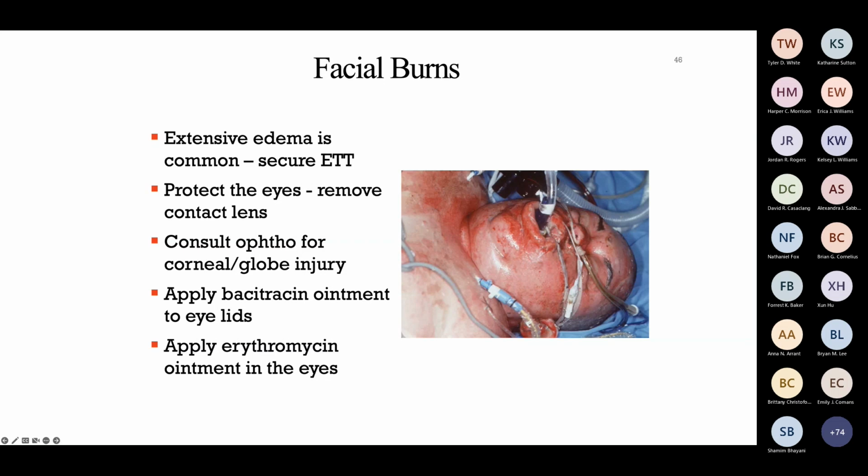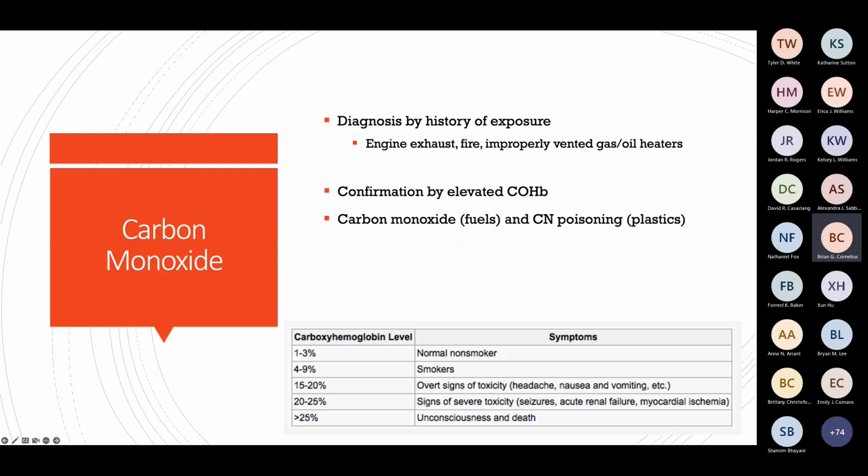All right, so we talked about carboxyhemoglobin. One of the things that patients inside enclosed fires get exposed to is carbon monoxide. And it's kind of an exposure-based diagnosis until you can get a carboxyhemoglobin level. But things we really think about: fires in enclosed spaces, people with improperly vented gas and oil heaters, commonly associated with suicide attempts, engine exhaust. It's confirmed by carboxyhemoglobin levels.